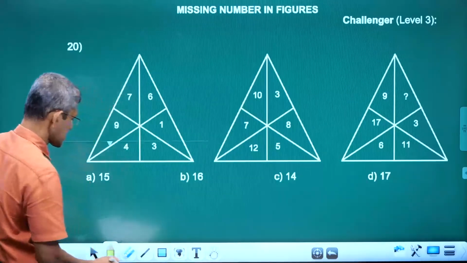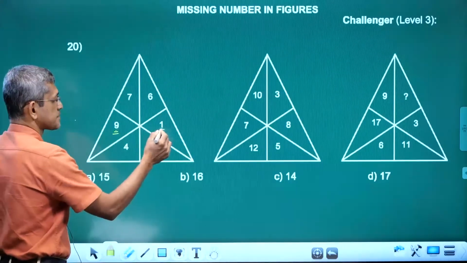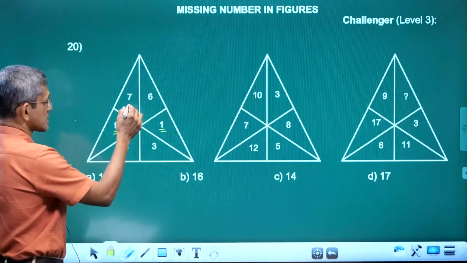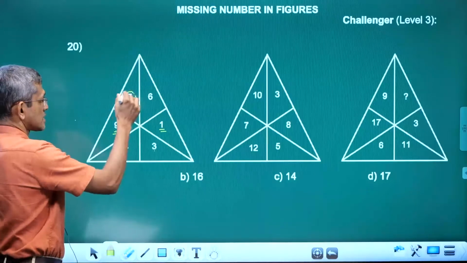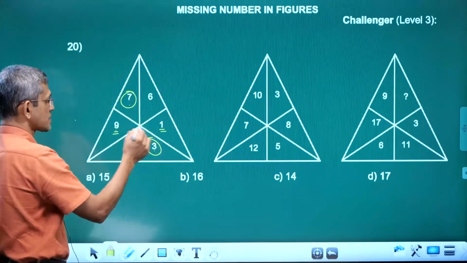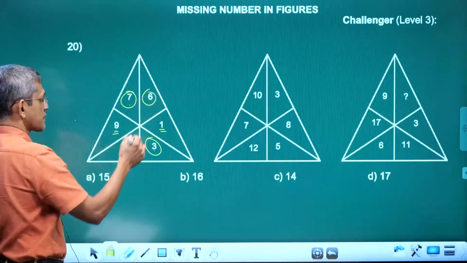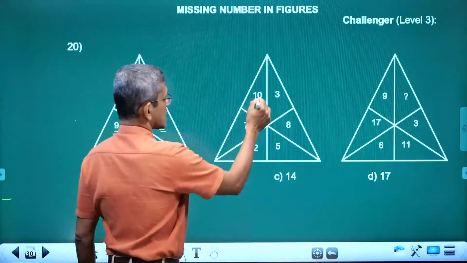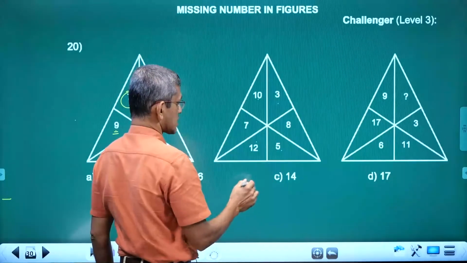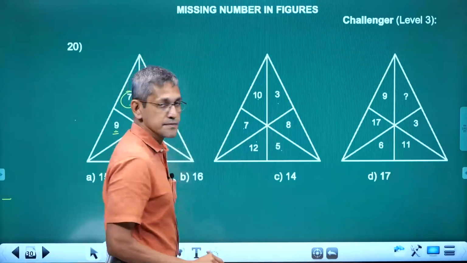Okay, let's look at it. 9 and 1, it is 10. And 7 and 3, that's 10. See, the numbers diagonally opposite: 7 and 3, 9 and 1, 6 and 4. Here we have 10 and 5 is 15. And 12 and 3 is 15. 7 and 8 is 15.